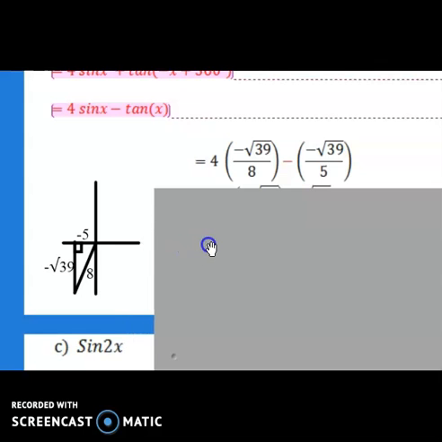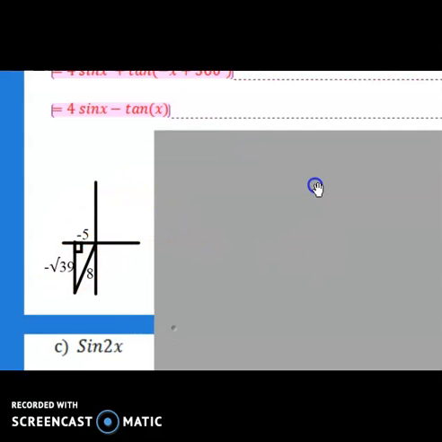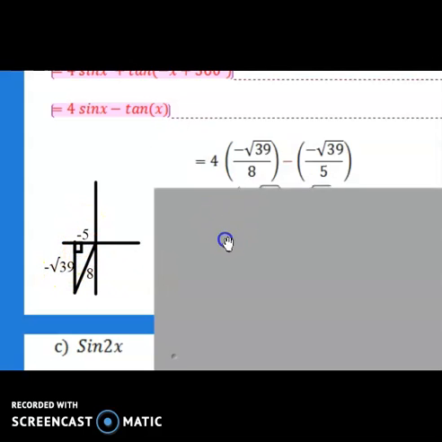Now, just to recap quickly, the picture is shown. So this is x. So sine is the opposite side over the hypotenuse. And tan is the opposite side over the adjacent side. Okay? So, 4 times sine, which is negative square root of 39 over 8. And tan is negative square root of 39 over negative 5.